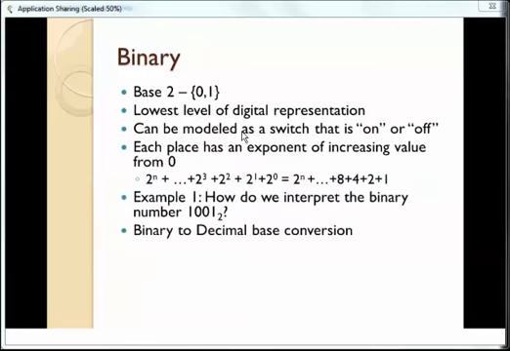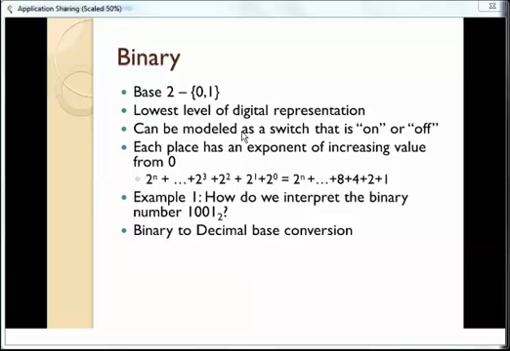The next number system that we consider is the binary number system. And the binary number system is base 2. So we have 2 possible symbols that we use. Again, we're using the set notation, and our various elements of this set are going to be 0 and 1. And this is going to be the lowest level of what we consider digital representation.